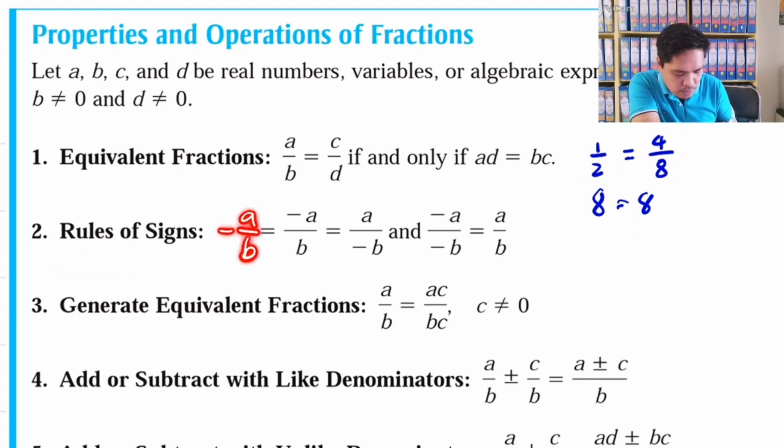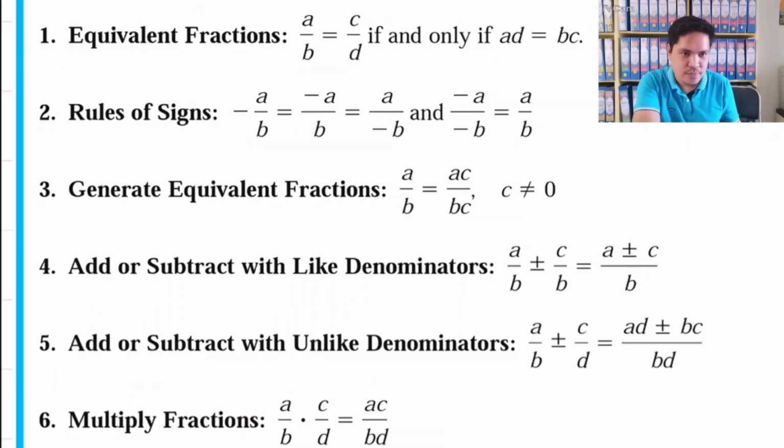Negative A over B is the same as A over negative B, and it's also the same as negative A over B, simply because if you divide negative by positive, the result is negative, or if you divide positive by negative, the result is negative. Okay? And negative A over negative B is positive A over B. So that's the rule of signs.